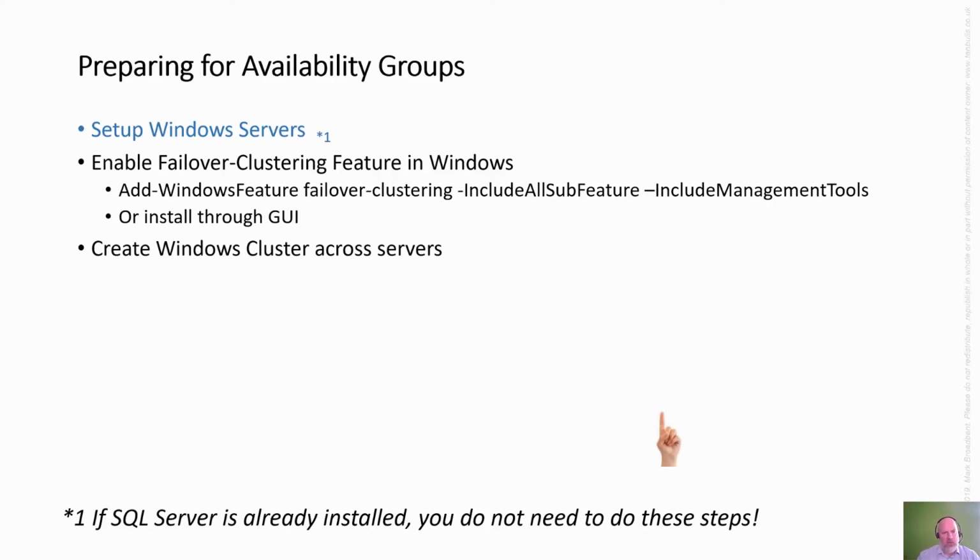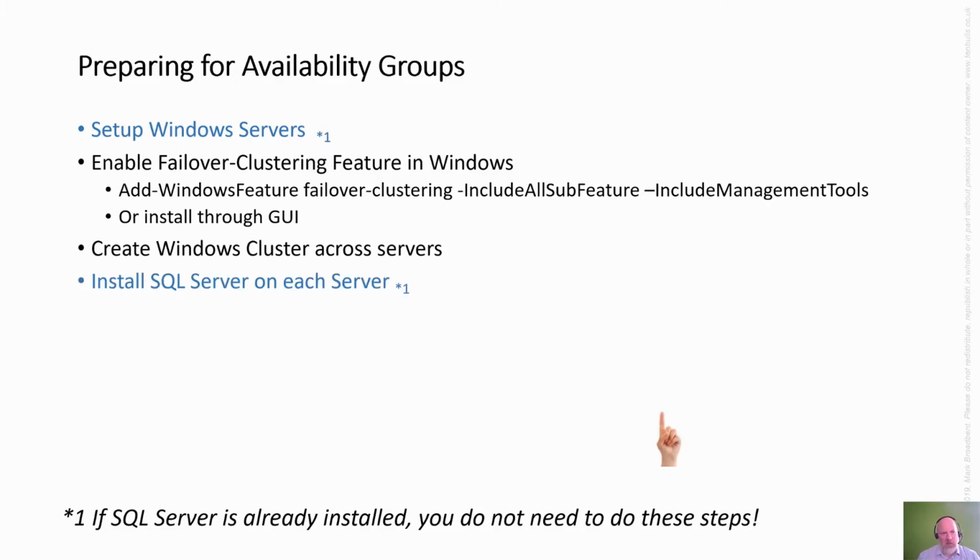Once all your servers that are going to be part of your availability group are set up with the failover clustering feature, the next thing you clearly will need to do at some point is to create your Windows cluster across the servers. Now, probably the easiest way to create your cluster is to use the Failover Cluster Manager. You can simply say create cluster. I'll show you this later. You specify what servers are going to be nodes of the cluster, and then you give it a cluster name and an IP address, and then you've created the cluster. It's as simple as that.